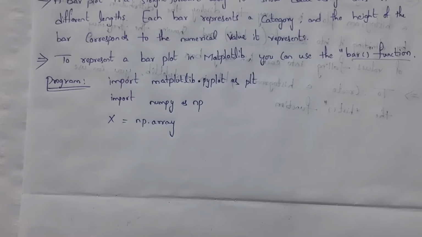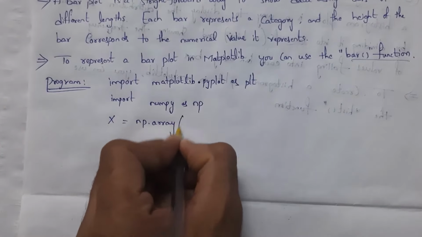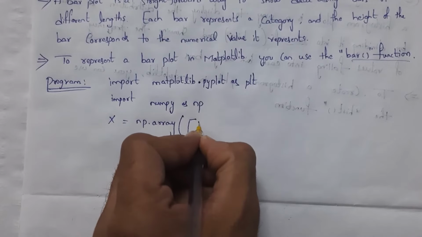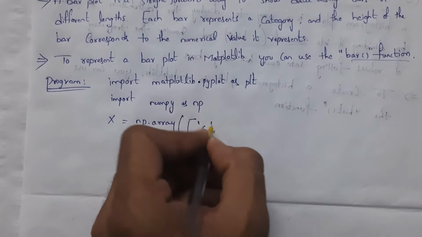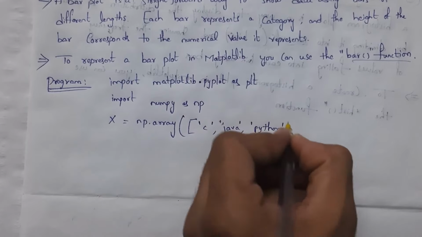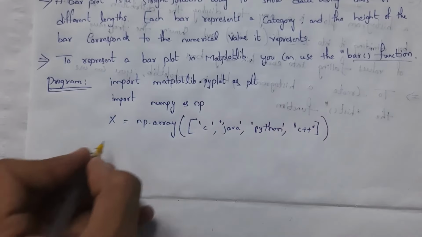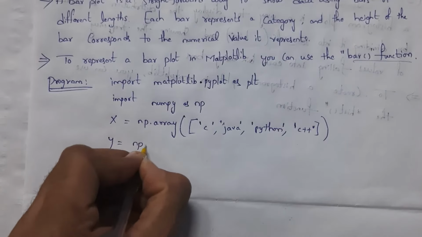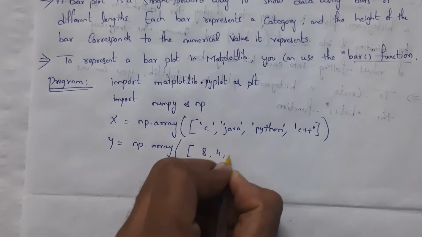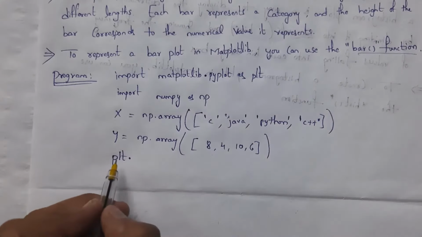Similarly, take values for x-axis and y-axis. So write here x equal to np.array of. Inside the array, I am taking multiple values like C, Java, Python, C++. I took an array of 4 elements, and similarly y-axis is equal to np.array of 8 comma 4 comma 10 comma 6. Guys, just remember that if you take only 4 values in x-axis, then you have to take only 4 values in y-axis.